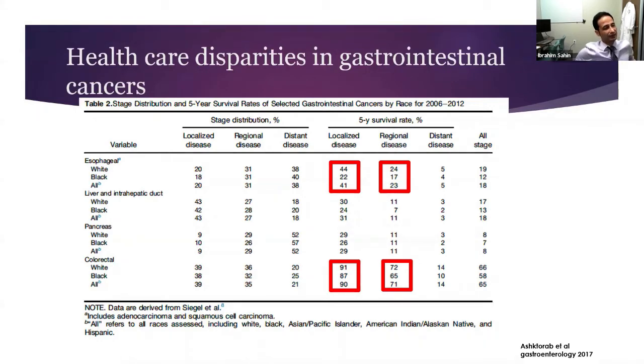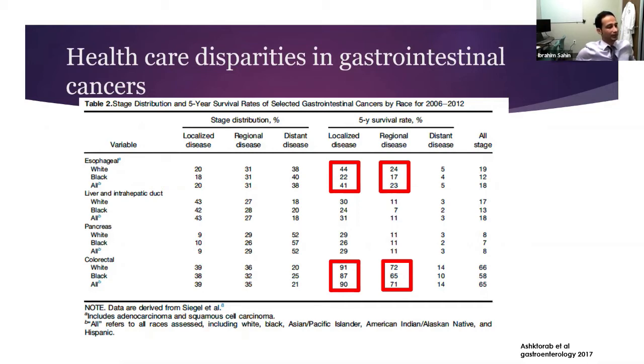For example, this study was published by Astorop and friends in the Gastroenterology Journal. As we see here, for early stage localized gastrointestinal cancer, esophageal cancer, the 5-year survival rate is 22% for Black patients, and 44% for the white population, meaning almost double the survival rate in the white population as compared to Black, and this is highly concerning.